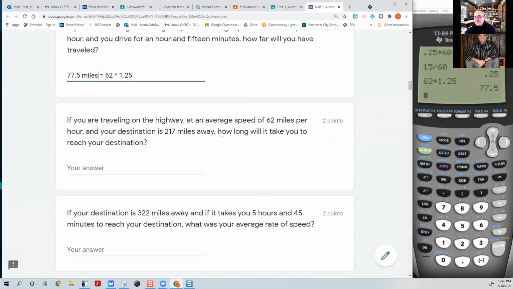Next one. If you're traveling on the highway at an average speed of 62 miles per hour and your destination is 217 miles away, how long will it take you to reach your destination? All right, well, D equals the R times the T.